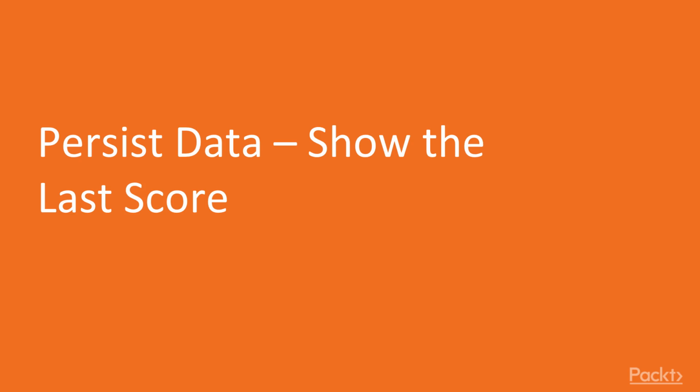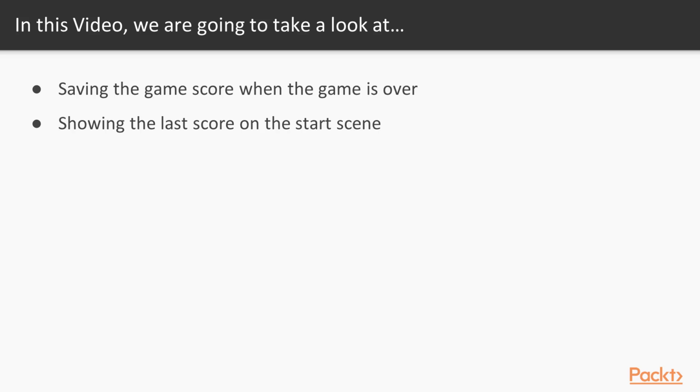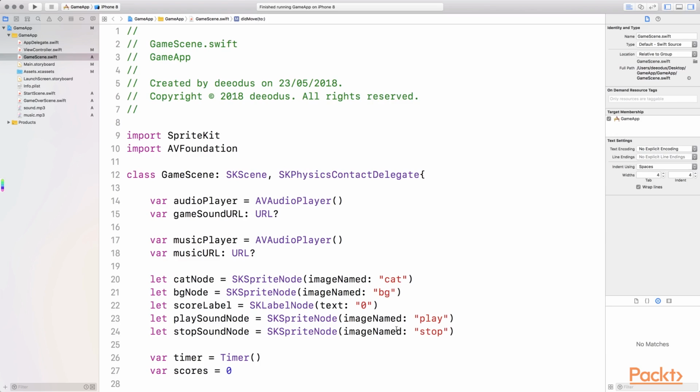Persist data, show last score. In this video, we're going to save the game score when the game is over, and then we are going to show the last score on the start scene. Saving a simple data type is quite straightforward. We're going to be using the UserDefaults class, which I'm sure you must have used many times.